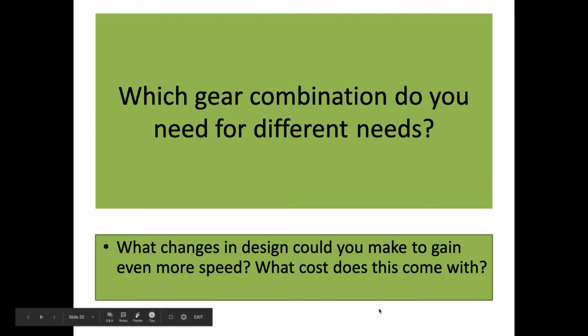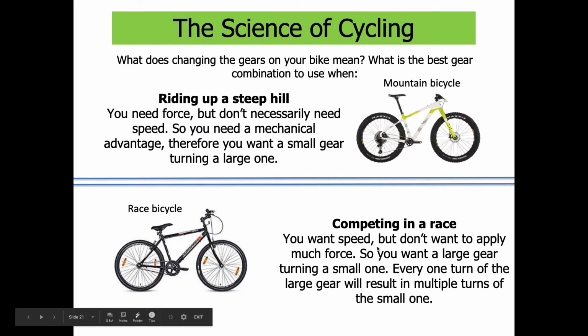So how can we manipulate gears to actually give us the combination that we need for the different needs that we have? What are the changes in design that we could make? A really real world example of this is the science of cycling. What does changing the gears on your bike mean? What is the best gear combination to use when you're riding up a steep hill? When you're riding up a steep hill, the best gear combination is when the smaller gear is driving a larger one, because that's giving you a force advantage.